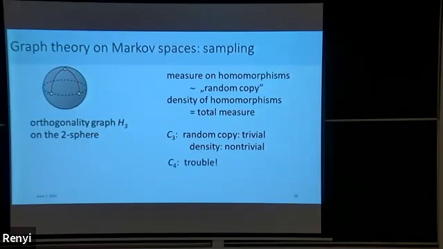Here is the most interesting example with C4. So suppose you want to define a random copy of C4. You can start by picking one point and mapping it somewhere. Say you map it on the North Pole. I mean, all points are alike.